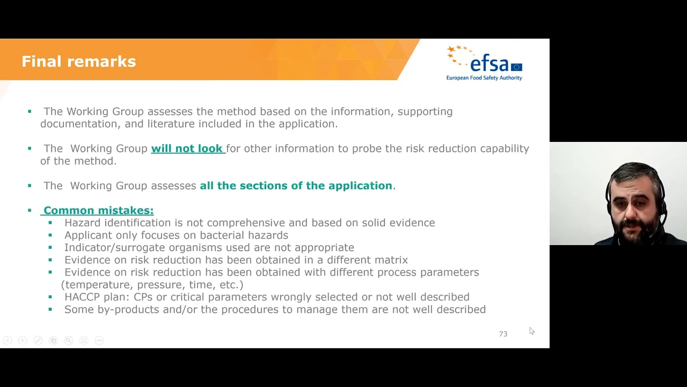Sometimes it also happens that the critical points and the critical parameters in the hazard plan are not properly selected or not totally well described. And also, in the interdependent processes, sometimes the byproducts or the procedures to manage them are not well described, because it's not only to describe what byproducts will be generated, etc., but also how you are going to manage them to minimize the risks. So these are common mistakes that we have found over the years.